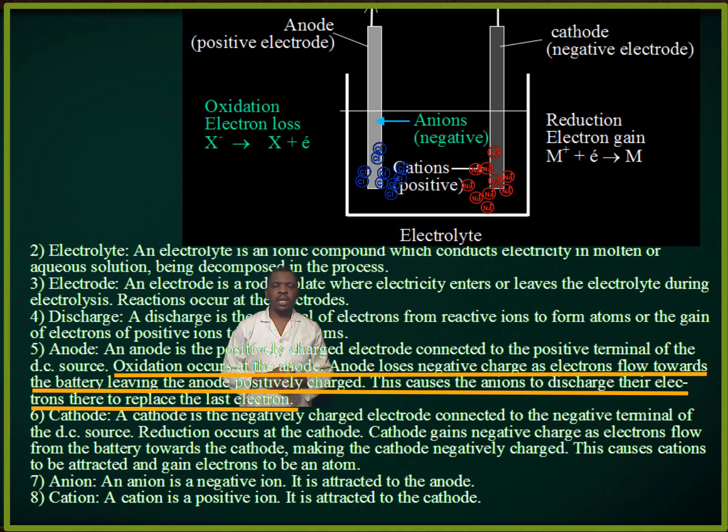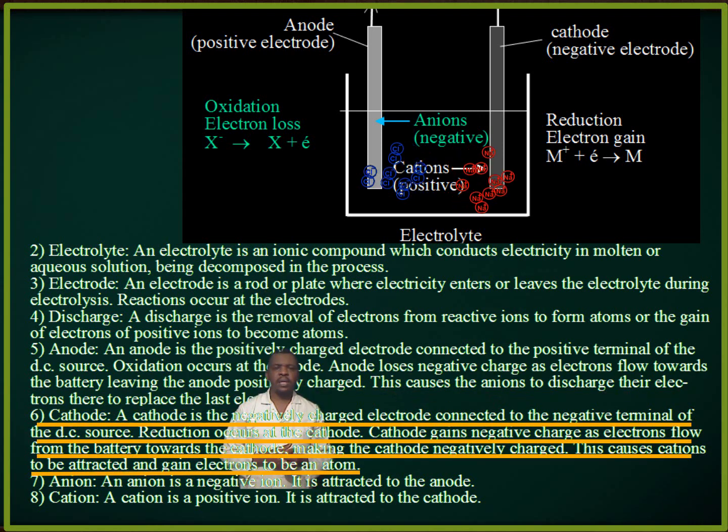Anode loses negative charge as electrons flow towards the battery, leaving the anode positively charged. This causes the anions to discharge their electrons there to replace the lost electrons.